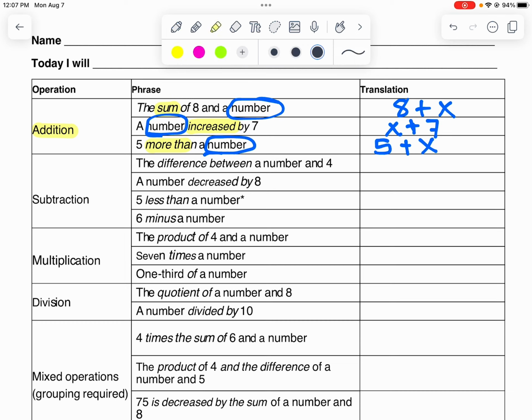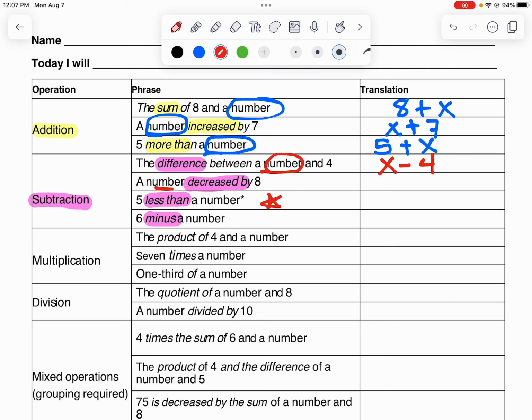Now subtraction. For subtraction, we have difference, decreased by, less than, and minus. The one thing is, less than is very tricky because it's backwards. So we have to make sure we keep an eye on this one. This is the most difficult. All right, so the difference between a number, here's our unknown, and 4. So x and 4, so minus 4, because it's difference, that's the main word for subtraction. The difference of x and 4.